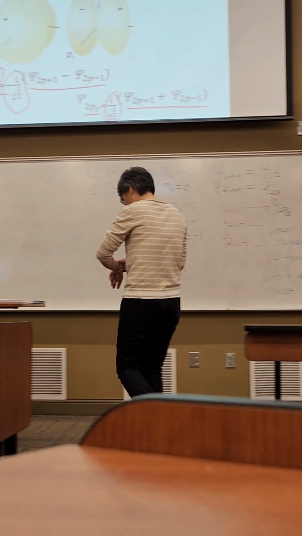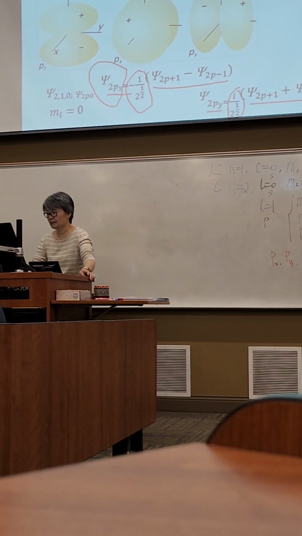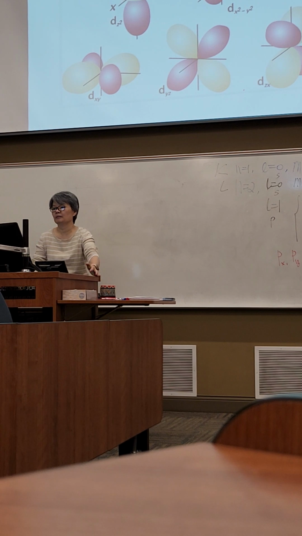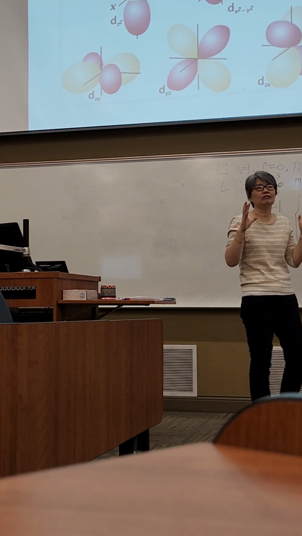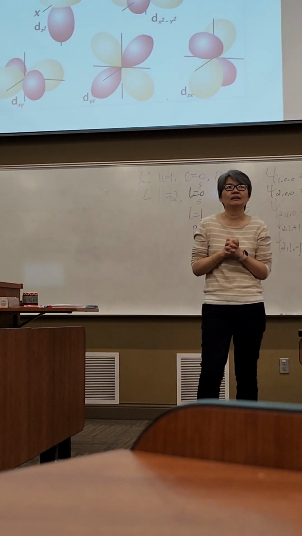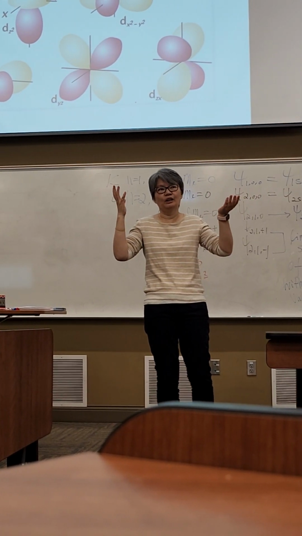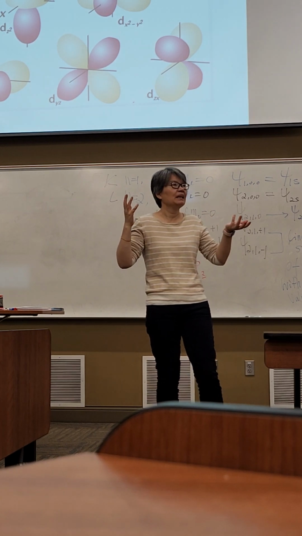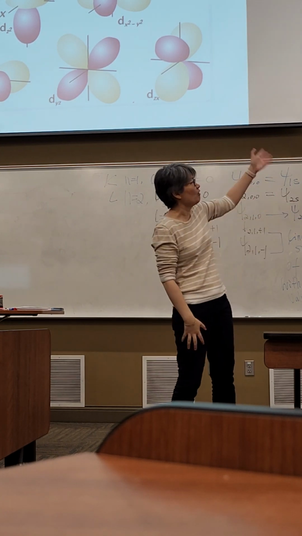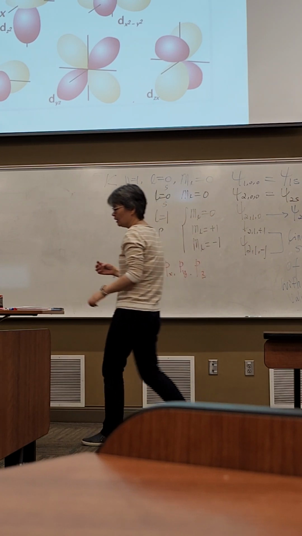Alrighty, now if I can borrow 30 seconds, now for the d orbital. For the d orbital, when l equals 2, you will have 5 values of m_l. You do manipulation that forms those 3 d orbitals.